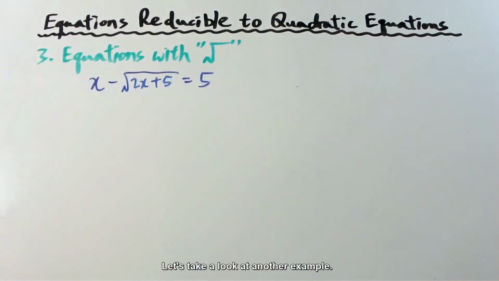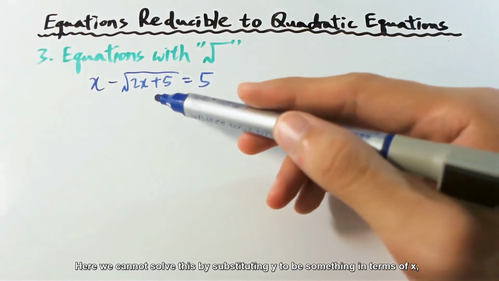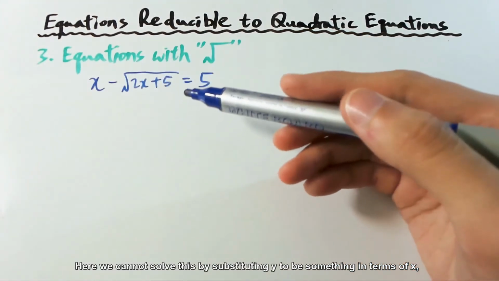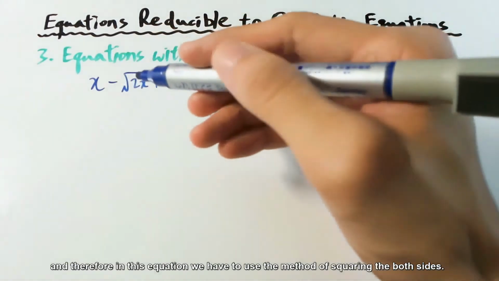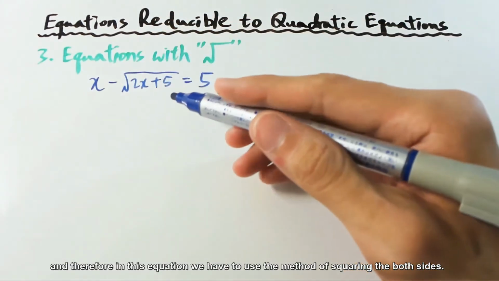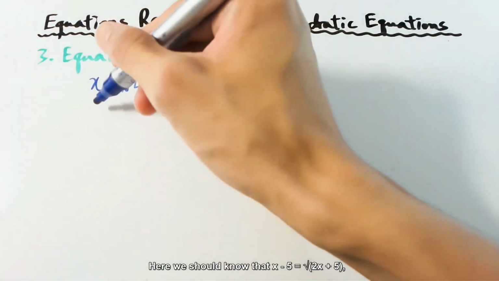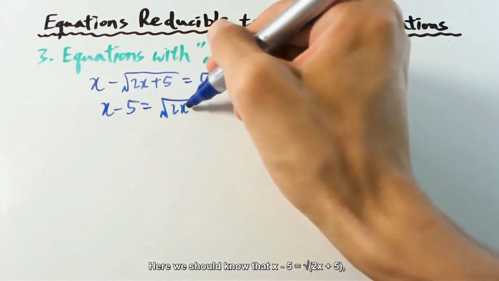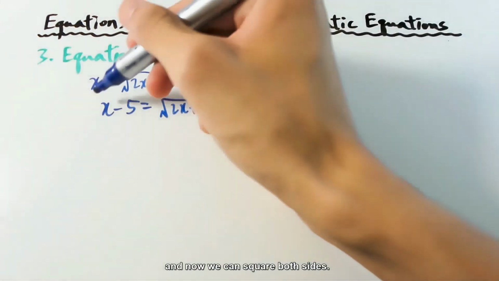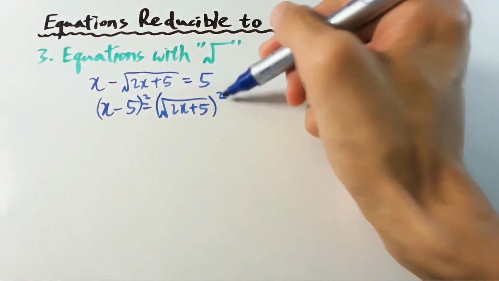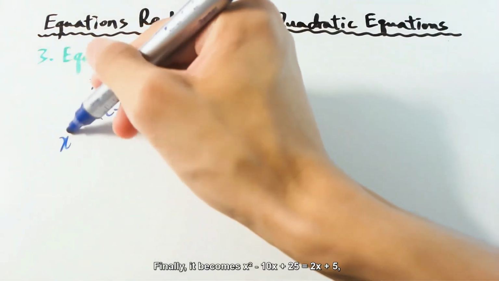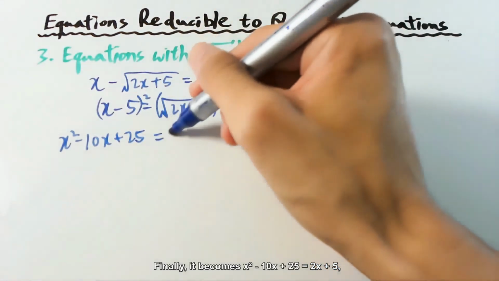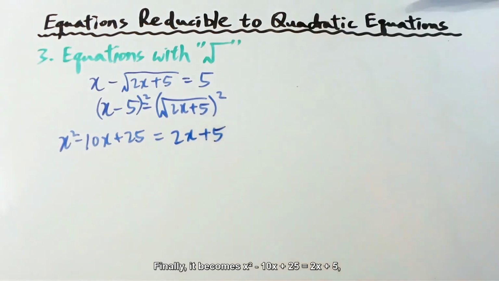Let's take a look at another example. Here, we cannot solve this by substituting y to be something in terms of x. And therefore, in this equation, we have to use the method of squaring both sides. Here, x minus 5 is equal to root 2x plus 5. And now we can square both sides. Finally, it becomes x squared minus 10x plus 25 equals 2x plus 5.